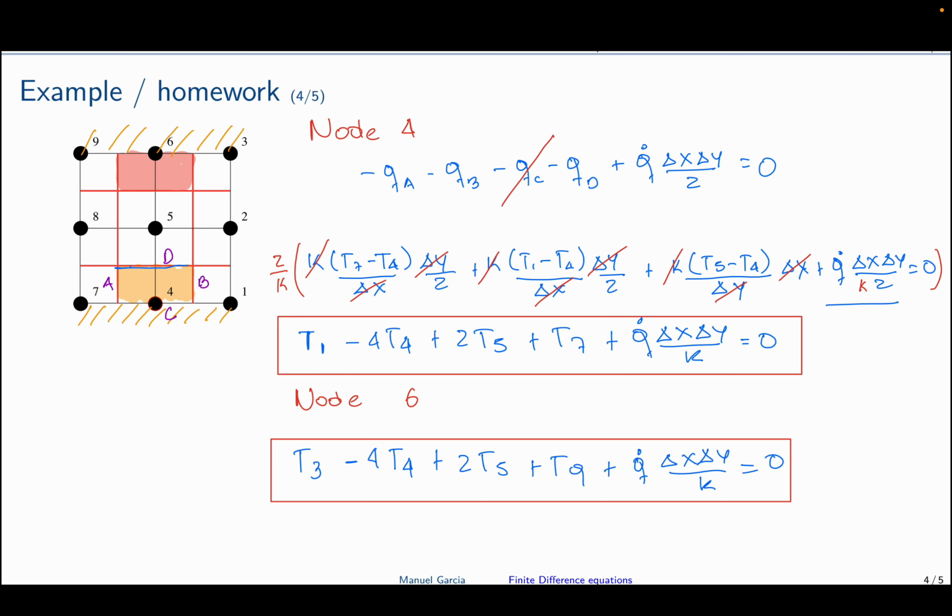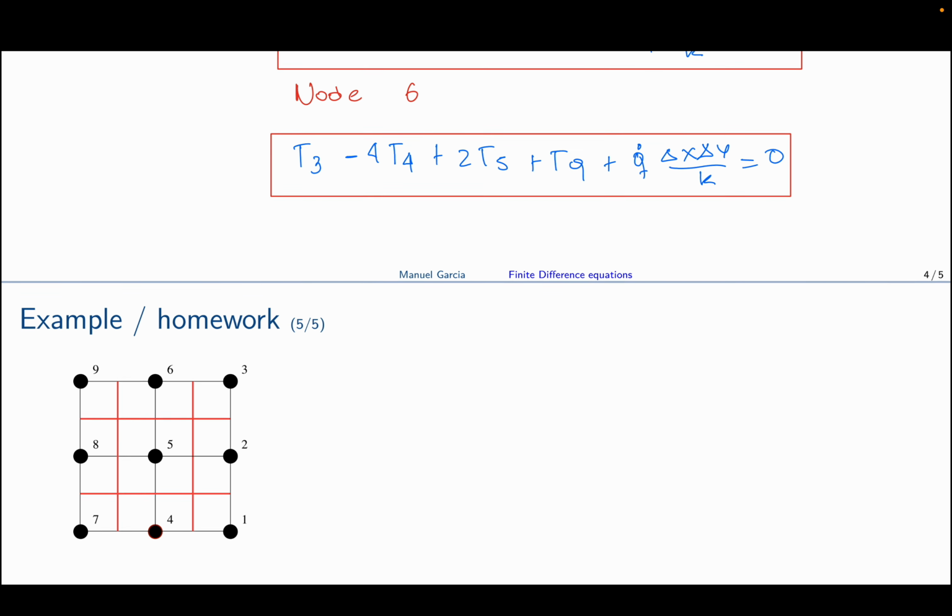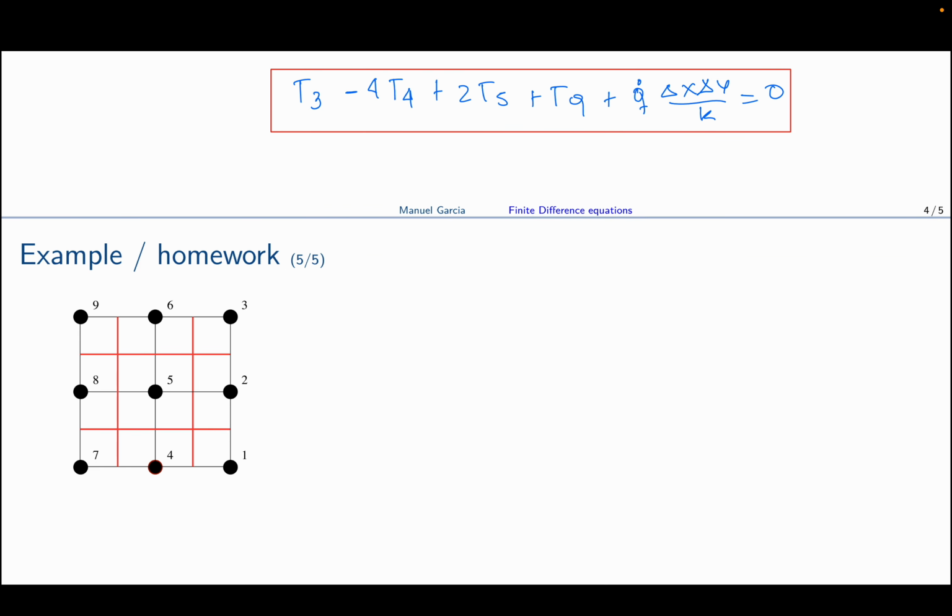And the last one is the equation for 5. The equation for 5 should be the easiest one, right? Because this was the first one that we did, because it's a node that is in the middle. So for node 5, let's do it anyway. So this is A, B, C, and D. And for A, again, this is QA minus QB minus QC minus QD plus Q dot delta X delta Y equal to 0.